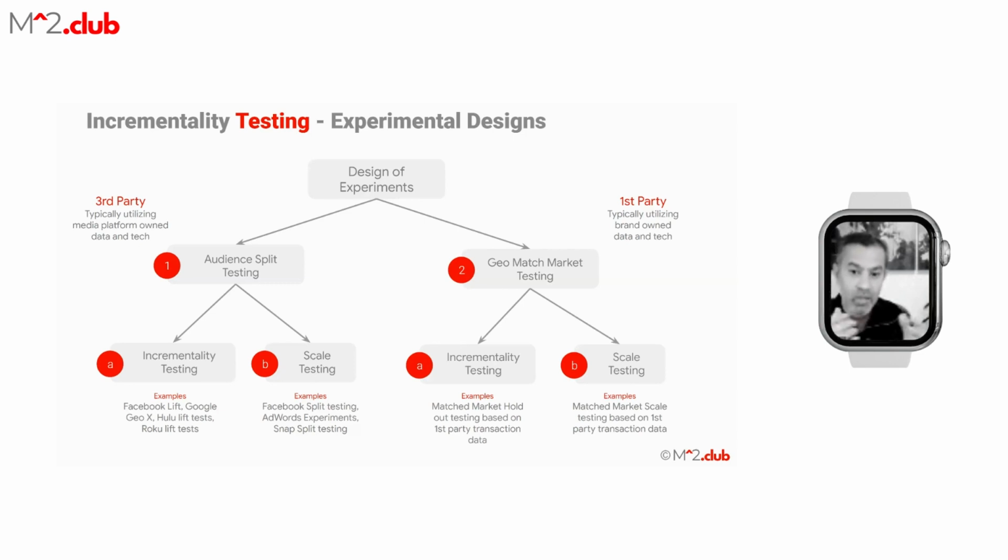Now, the thing is, you cannot do RCT testing on all channels because these are not your audiences. These are prospecting audiences. These are Facebook's audiences, Snap's audiences, or Yelp's audiences, or Roku's audiences. You don't have access to them. It's not in your customer file. So you have no way to split them like that. So in many cases, you have to do what's called geo match market testing, which is basically splitting markets as opposed to audiences, which is kind of a proxy for audiences.